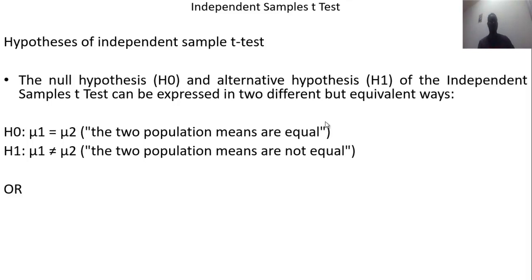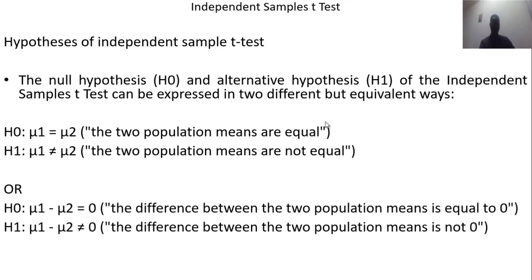H0 is the null hypothesis, and H1 is the alternate hypothesis. The alternate hypothesis says that the two population means are not equal. There is a difference between male students and female students. There is a difference in the average income of households growing cash crops and those not growing cash crops.